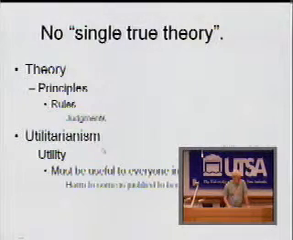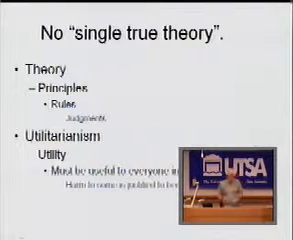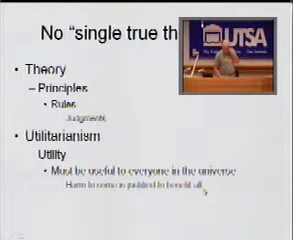So if we use utilitarianism as the example, the principle is utility. A rule must be useful to everyone in the universe. Obviously it can't be achieved, but it is the guiding rule. And the judgment is harm to someone is justified to benefit all. So the placebo study was the one that was mentioned.